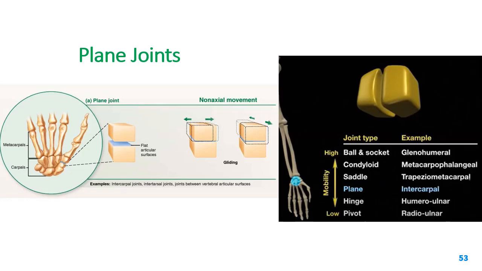Plain type of joint, that is going to be with your metacarpal type of discs. It's going to be just gliding, sideways gliding. You see there's no curvature in those joints.